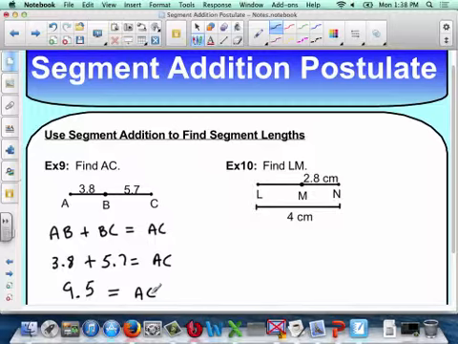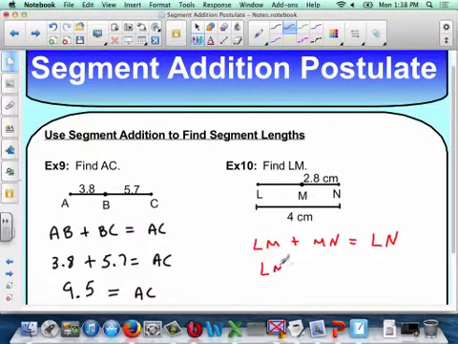All right, we're looking at number 10. We're going to set it up exactly the same way. The sum of the parts equals the whole. So we have LM as one part, MN as the other, and that's equal to the whole segment, which is LN. Okay, what are we solving for? LN, so that's going to be our variable. We're going to leave that alone. We don't know how long that is. How long is MN? 2.8. How long is LM?